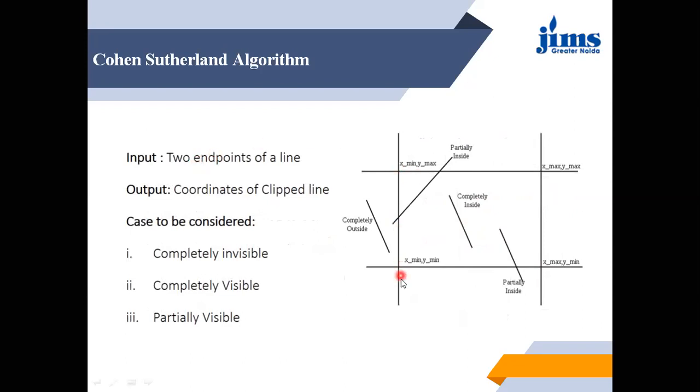The size of the window will be given to us, meaning the coordinates x minimum, x maximum, y minimum, and y maximum will be given to us. Based on these values of the window, we are able to find out the region of any line, and after finding the region of any line, we can find out the region code.